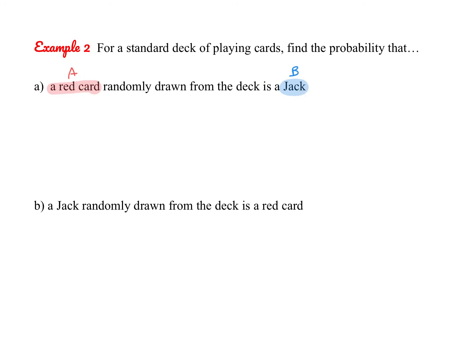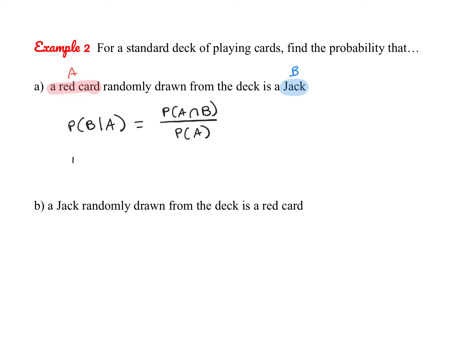So the condition is that it is a red card, and they're saying, assuming that it is a red card, what's the probability that it is also a jack? So this would actually be the probability of B given A. Remember, for this, we need to find the probability of the intersection, and then divide that by the probability of the condition, which is that it's a red card.